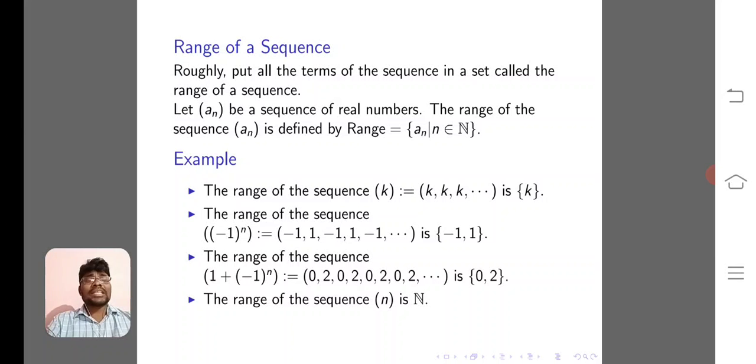So what about the range of the sequence a_n = n? You put n = 1, then the first term is 1, a2 is equal to 2, a3 is 3, so the nth term is n. So 1, 2, 3, and so on, that is, the range of the sequence is the natural number set.